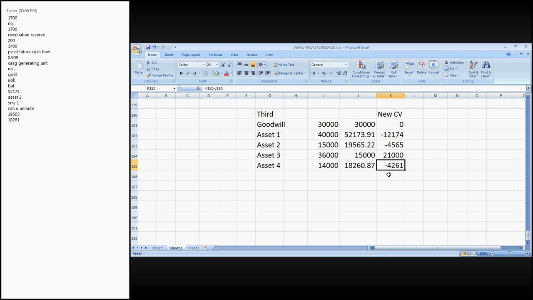Now, can it go beyond the carrying value of the asset? No. So that means this will suffer impairment of 40,000. Zero, yeah. This will suffer impairment of 14,000, isn't it? The remaining assets will suffer impairment of 0. This is again, okay, asset 3 will be at 21,000.